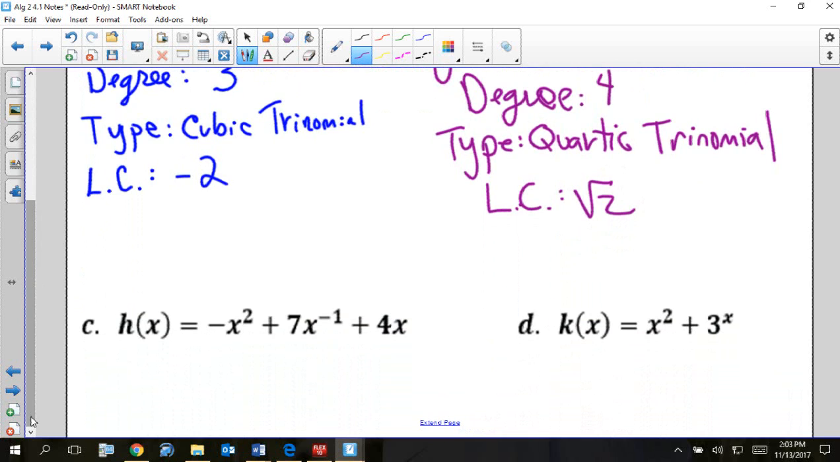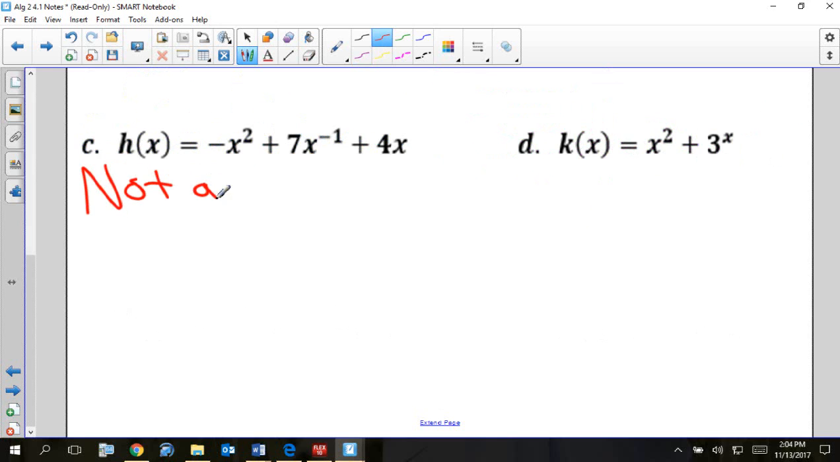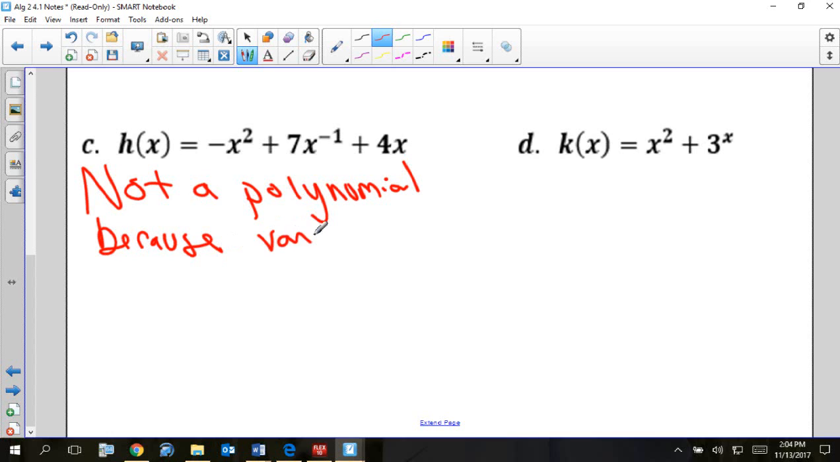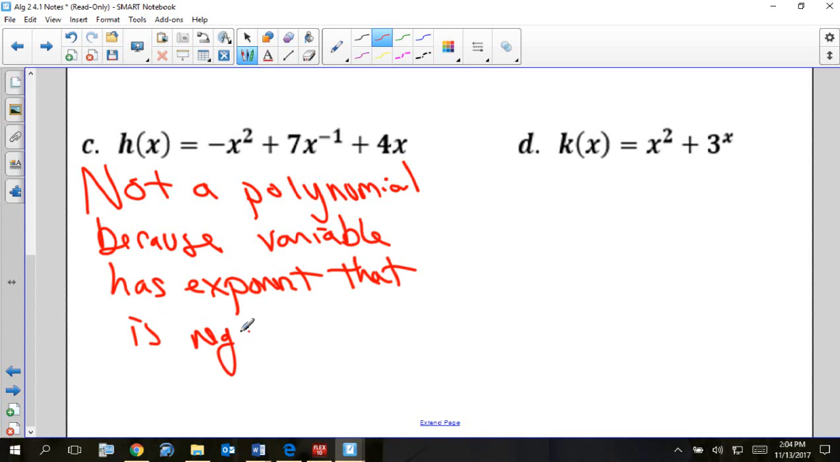H of x. Is that a polynomial? Not a polynomial. Why? Why'd you say no? There's an exponent that's negative on the variable. On the variable. It matters that it's on the variable. So because the variable has an exponent that is negative. If you were to tell me the exponent is negative, that's not enough to say it's not a polynomial. It has to be the variable has an exponent that's negative.